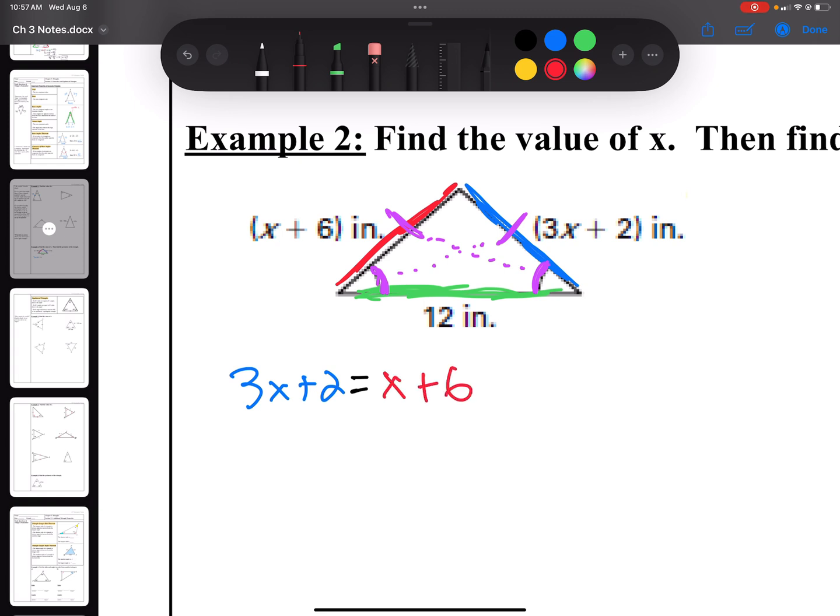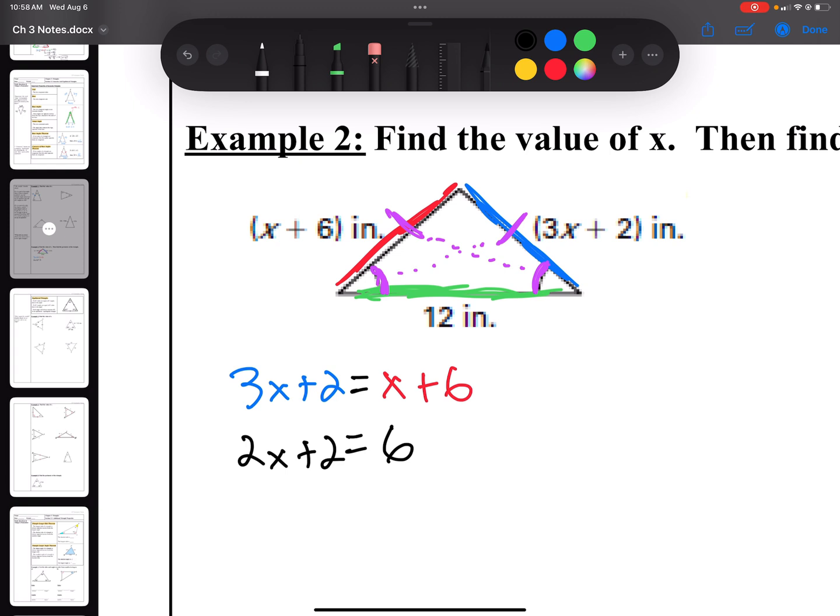If a triangle has 2 equal angles, it has to have 2 equal sides. Very specifically, the sides that are across from them. Or you can think, hey, those are the base angles. The red and blue must be the legs. They must be equal. So I can subtract x from both sides, and I'd get 2x plus 2 equals 6.